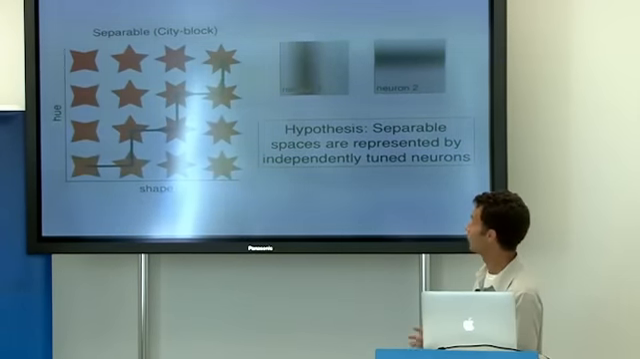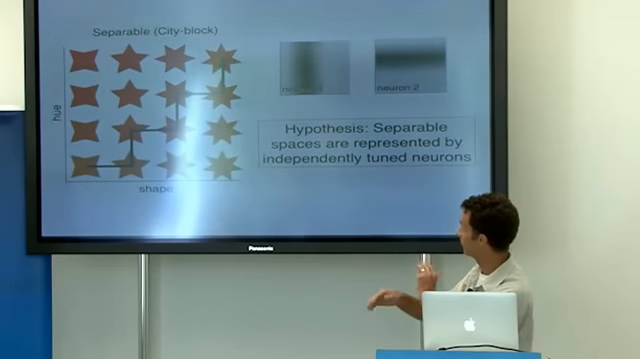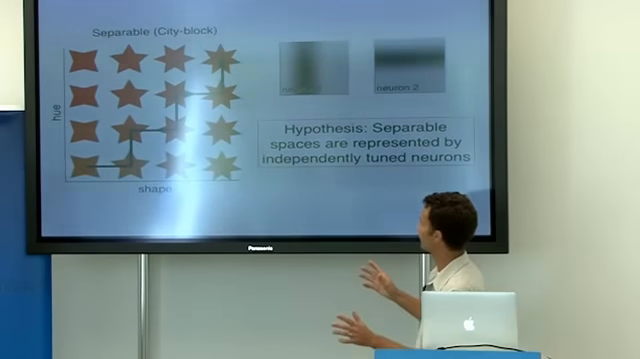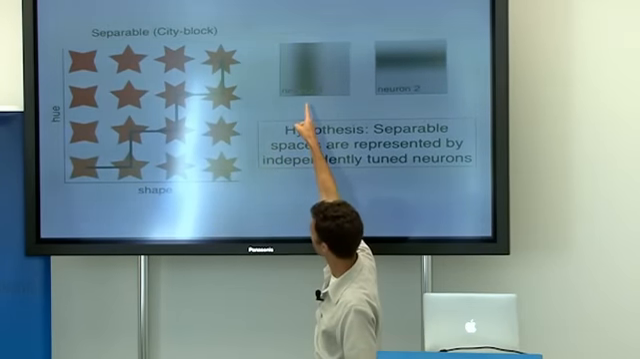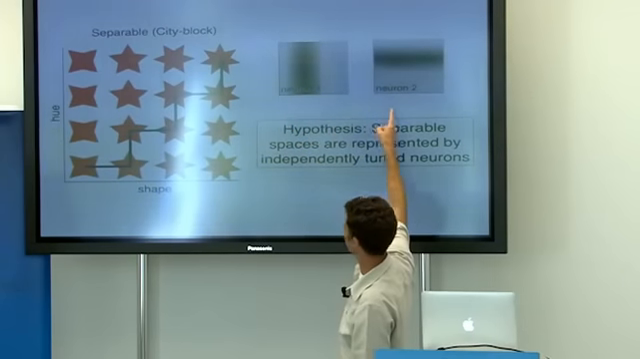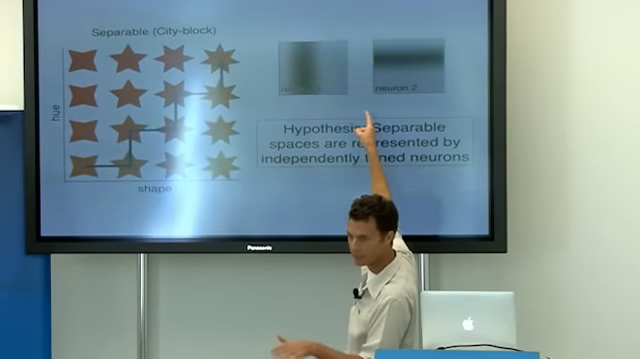In contrast, where you find separable spaces, you'll find neurons which are independently tuned. That is, you'll find some neurons which code for a particular shape independent of color, and other neurons which code for a particular color independent of shape.